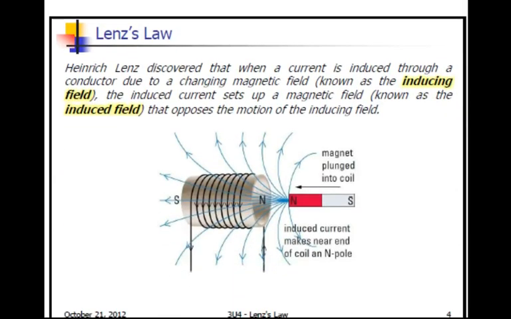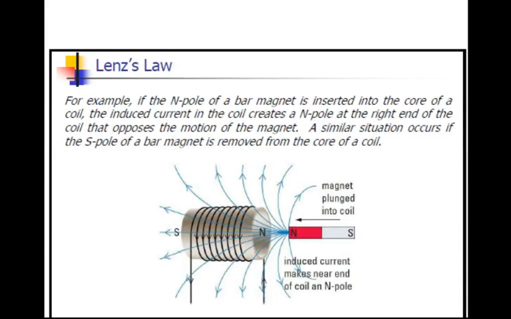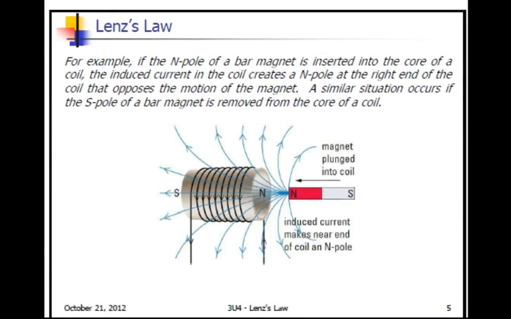Heinrich Lenz discovered that when a current is induced through a conductor due to a changing magnetic field, known as an inducing field, the induced current sets up a magnetic field known as the induced field that opposes the motion of the inducing field. For example, if the north pole of the bar magnet is inserted into the core of the coil, the induced current in the coil creates a north pole at the right end of the coil, and it opposes the motion of the magnet. A similar situation occurs if the south pole of the bar magnet is removed from the core of the coil.